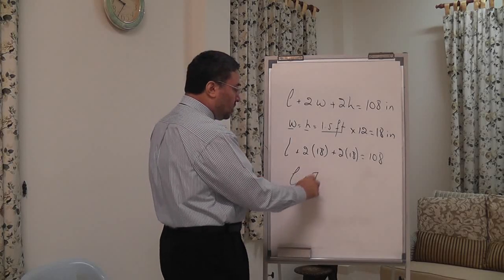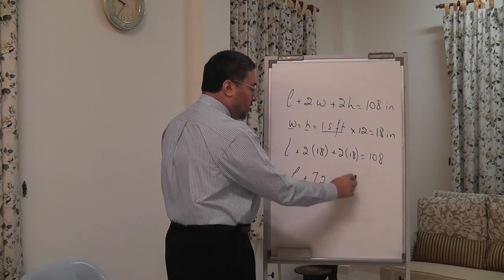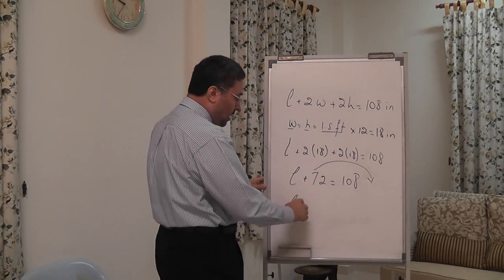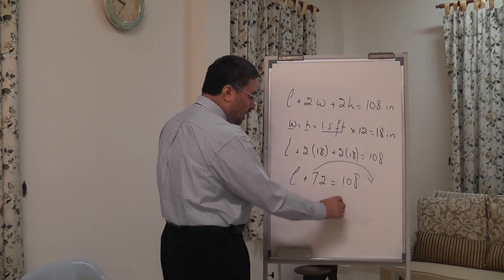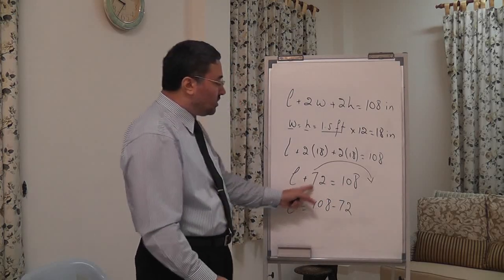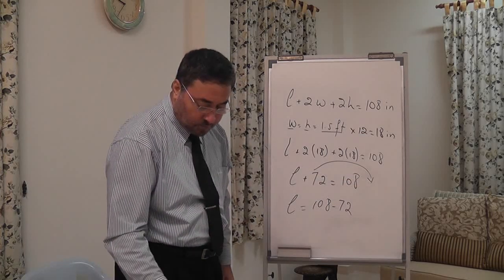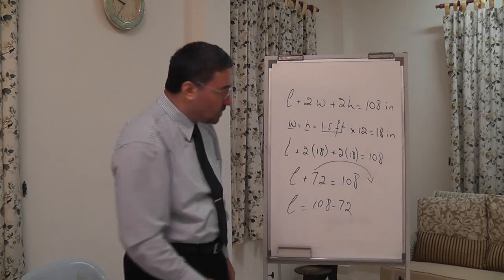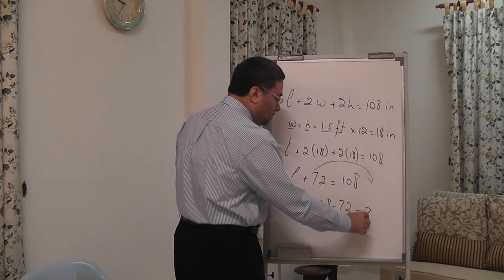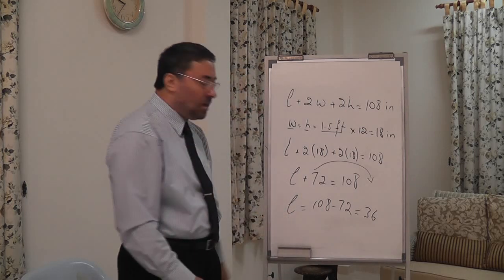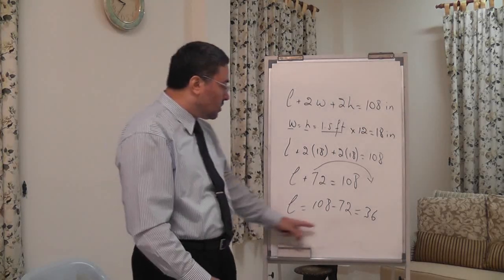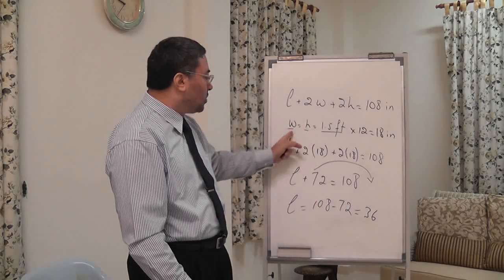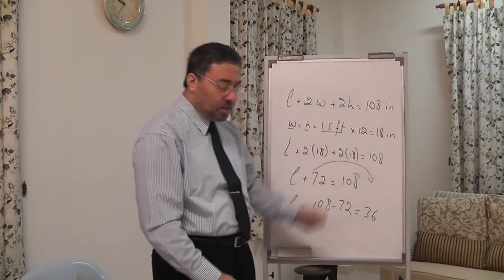So length plus 72 is equal to 108. We take the 72 to this side and we subtract it, so length is equal to 108 minus 72. Again, we move 72 to the other side and change its sign. So 108 minus 72, and that's 36. So the maximum length allowed for your package is 36 inches if your package already has a width of 18 inches and a height of 18 inches.